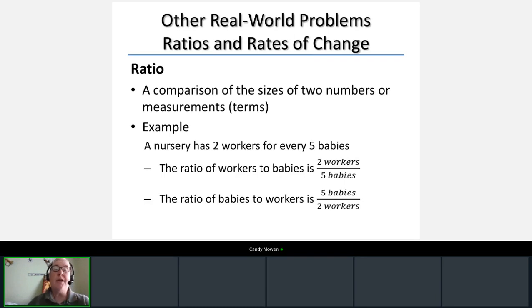Now, ratios are comparisons of two sizes, two numbers or measurement terms. You can have a nursery with 2 workers for every 5 babies. The ratio of workers to babies is 2 to 5. The ratio of babies to workers is 5 to 2.